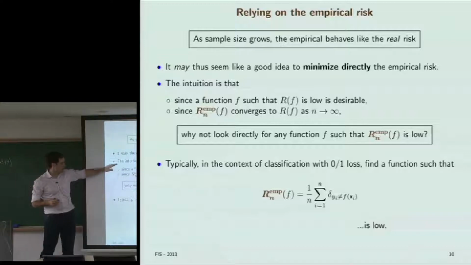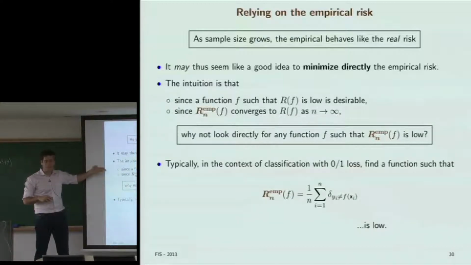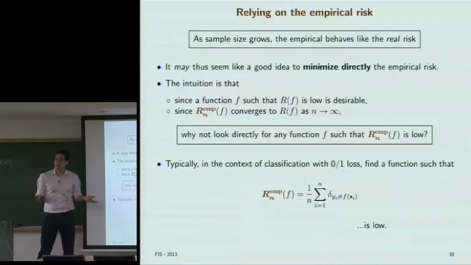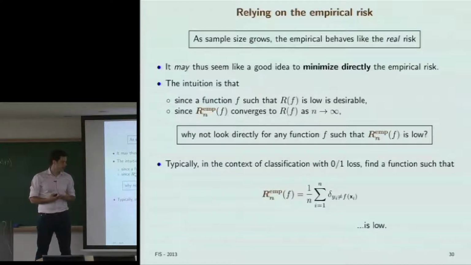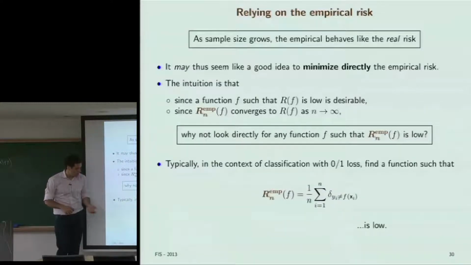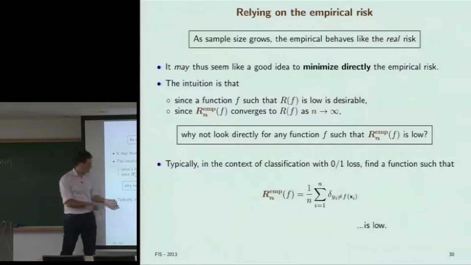So the intuition is that since it's good that R of f is low, and since the empirical risk converges to the real risk with n going to infinity, if we have, let's say, 10,000 points, maybe it's a good idea to minimize the empirical risk directly. So if you're using classification with a 0-1 loss, you would say, let's find a function f which has very low empirical loss.